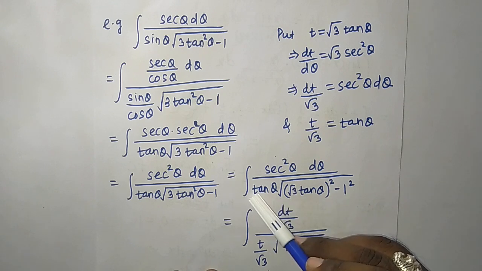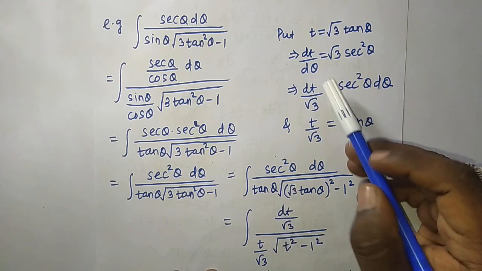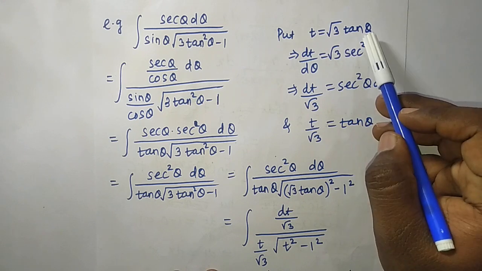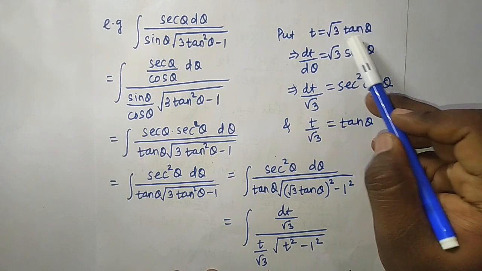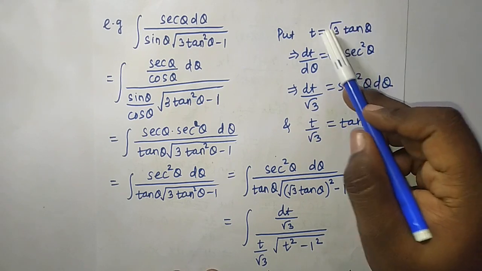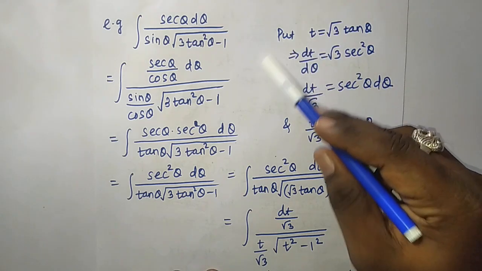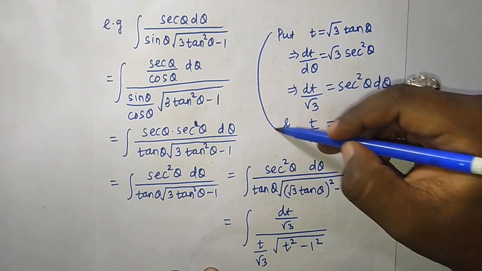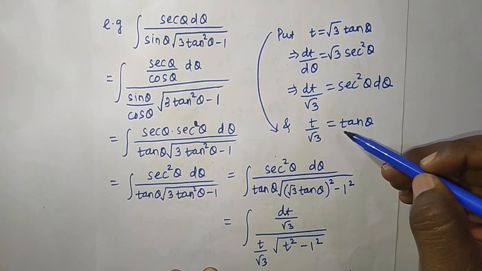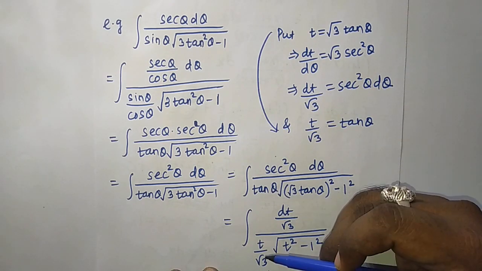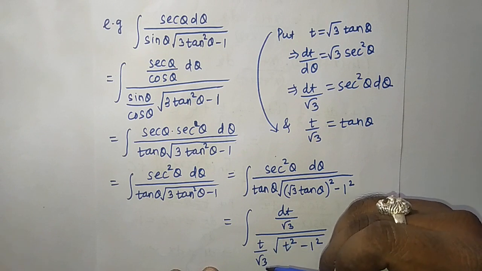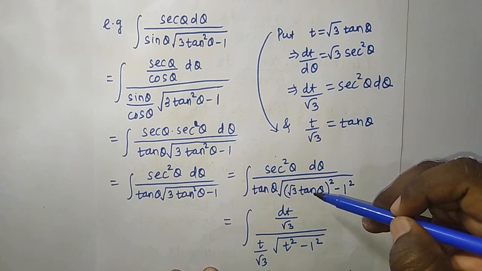Okay. And in place of tan theta, what we will put? See here, t equal to root 3 tan theta is there. So value of tan theta is equal to, we will divide root 3 to the left hand side. Then we will get what? Here I have done t by root 3 equal to tan theta. So in place of tan theta, I will put t by root 3. Okay, and root 3 tan theta is t.